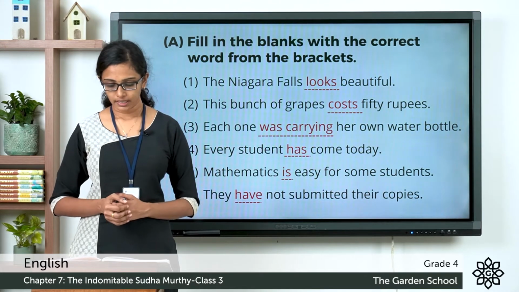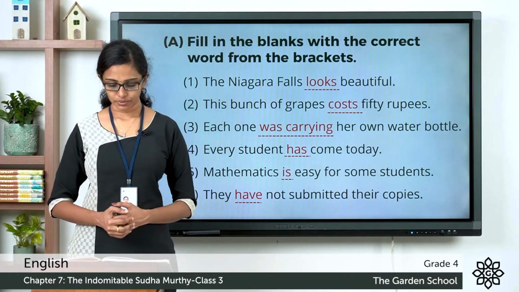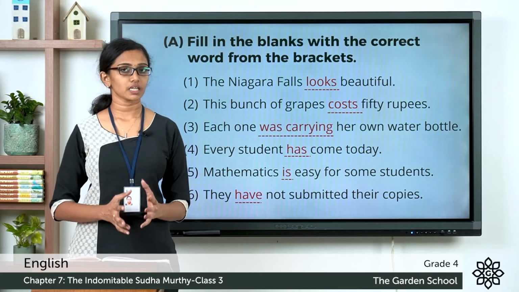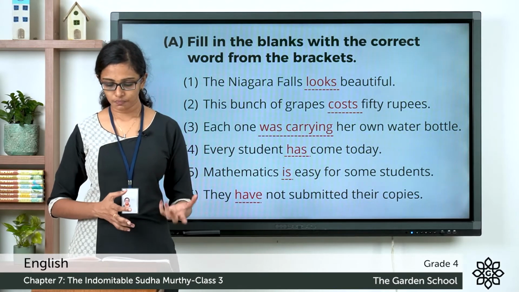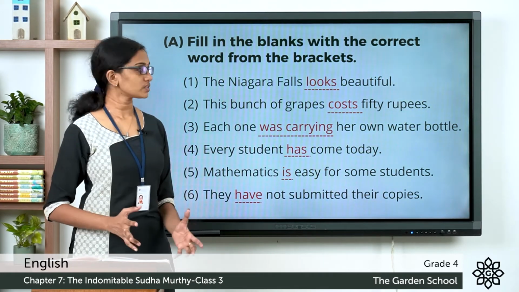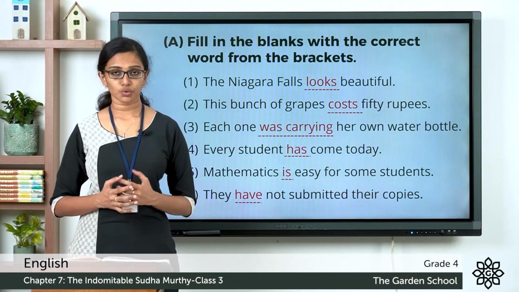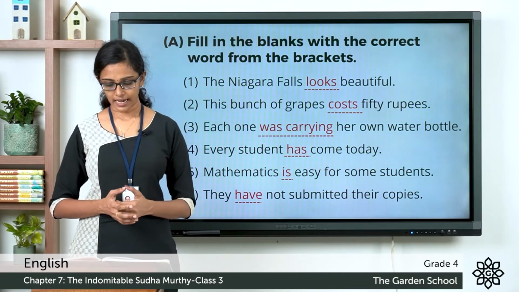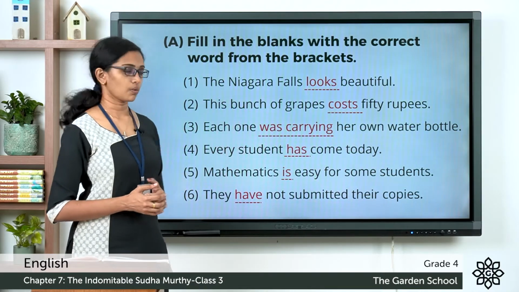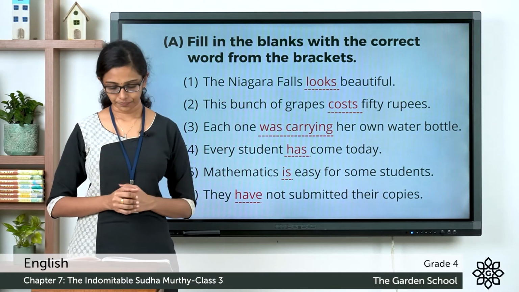Now the second one, this bunch of grapes. This bunch, it is a singular subject. So this bunch of grapes costs 50 rupees. Now 3, each one was carrying her own water bottle. Each one, it is singular.